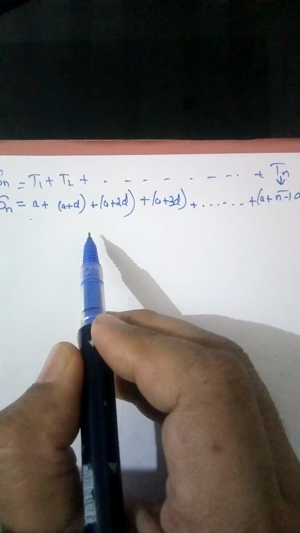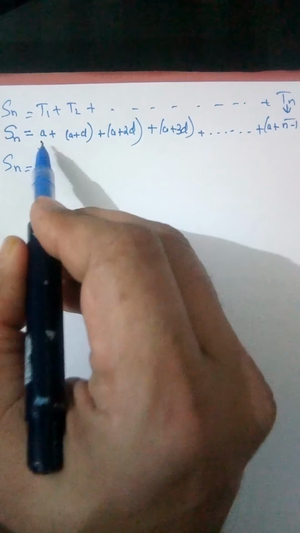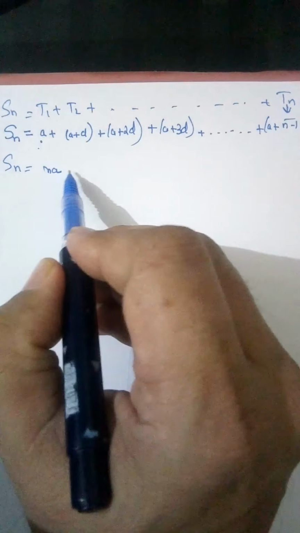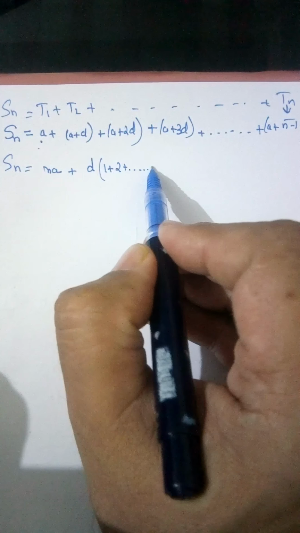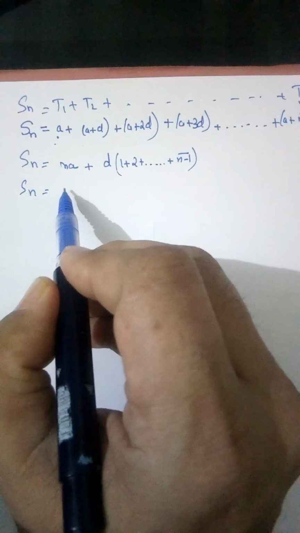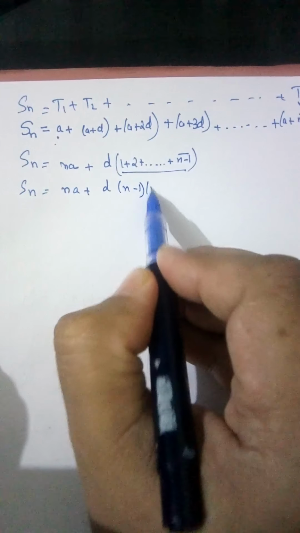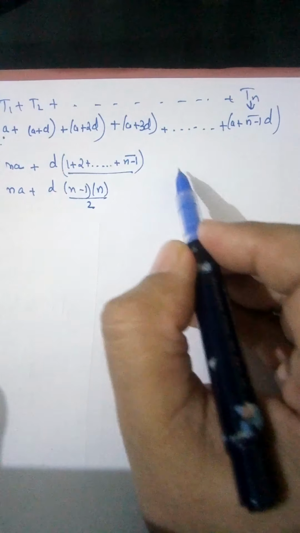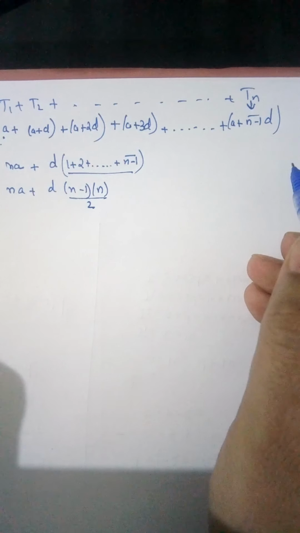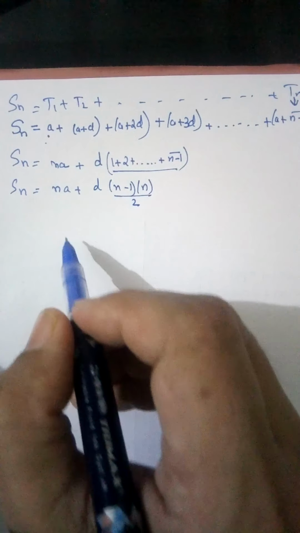Now carefully look how we can derive the expression. How many a's are there? n terms, so n a's, so na. Plus if you take d common, you are left with 1 plus 2 plus 3 plus up till n minus 1. Now if you take the sum, you can write here n minus 1 into n by 2, like this you can write using the formula: sum of the n natural numbers is n into n plus 1 by 2. So replace n by n minus 1, you will get this in that expression.